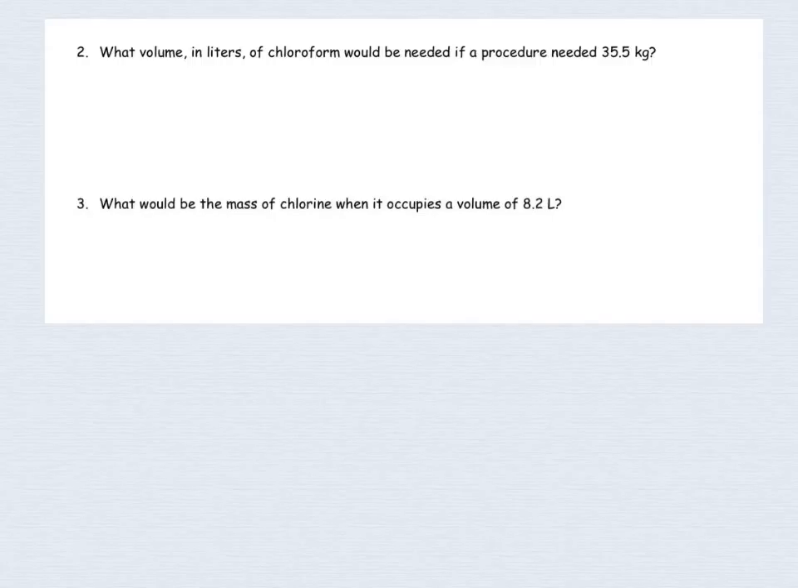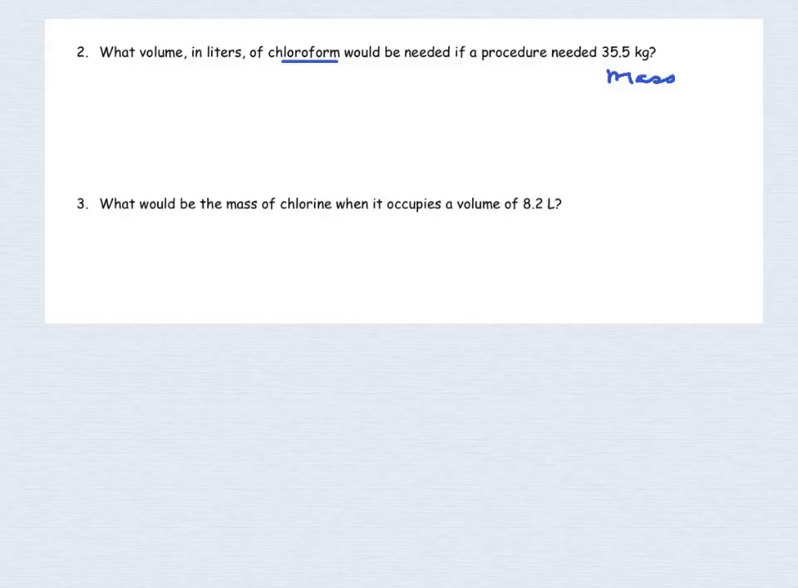So this question number 2 says, what volume in liters of chloroform would be needed if a procedure required 35.5 kilograms? So when I read that question, what I hear is a mass, which is given to me in kilograms. That's a lot of chloroform. So I know that densities are going to be grams per something. In my head, I'm automatically changing that mass into grams, but I can do that properly in steps.